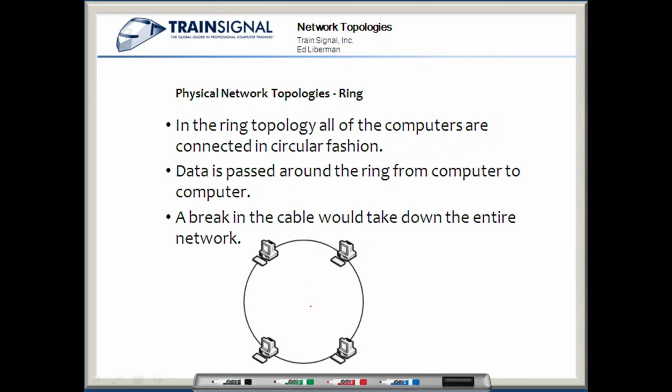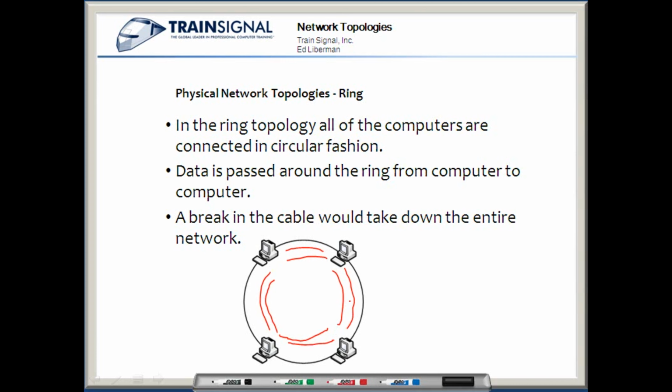Next, we have the ring topology. Now, in the ring topology, all the computers are connected in a circular fashion, as we have down here, and data is passed around the ring. So basically, computers will pass data around the ring in one direction, from one to the other. Just keep going around the ring from computer to computer.